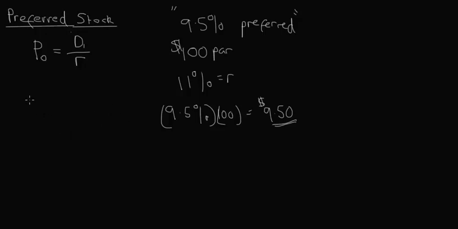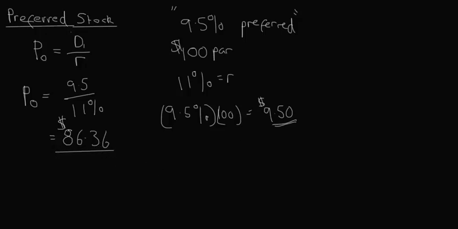So the way to calculate the price of this preferred stock, the intrinsic value of this preferred stock, would be 9.5 divided by R, which is 11%. Make sure to put the percentage in. So this you would just do on a regular calculator, and the answer to that is $86.36. That's how much you'd be willing to pay for that preferred stock.